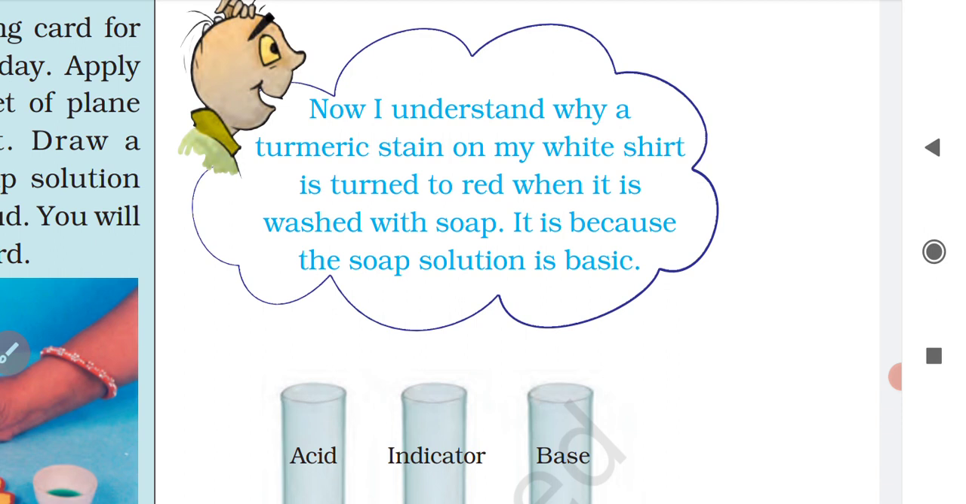Okay, so we notice a yellow stain of curry on a white shirt, which is due to the presence of turmeric in curry. When it is washed with a soap solution, it will turn red when soap is scrubbed on it. This is due to the fact that soap solution is basic in nature and it changes the color of turmeric in the curry stain to red.